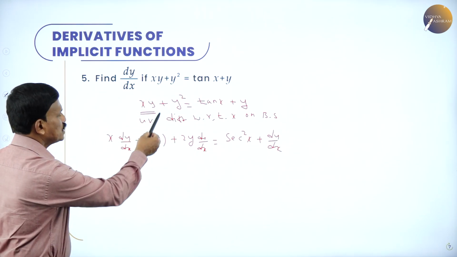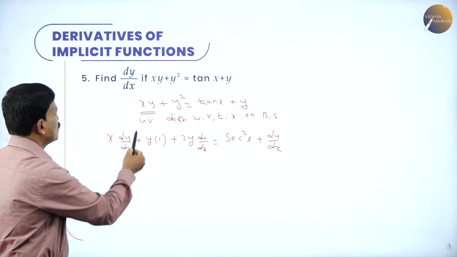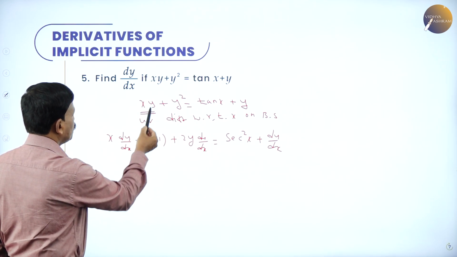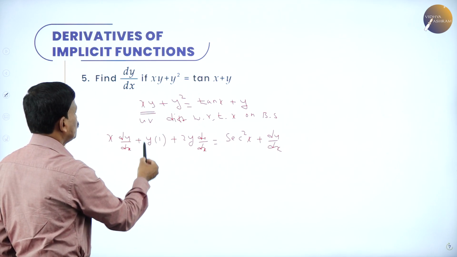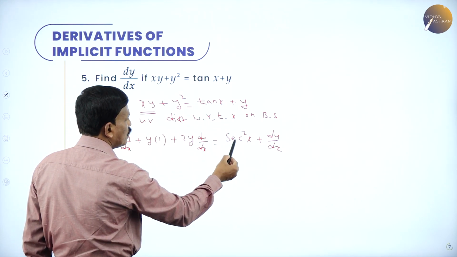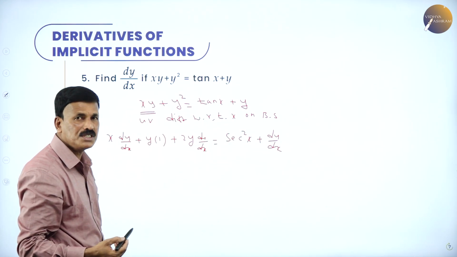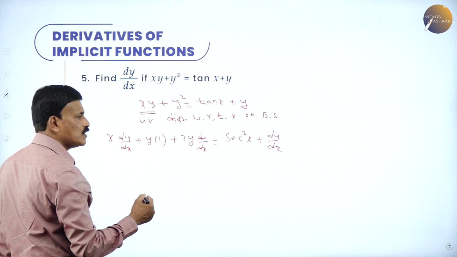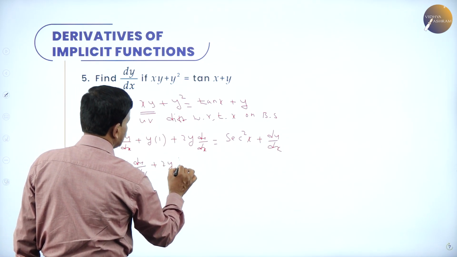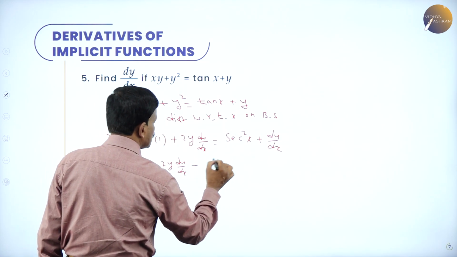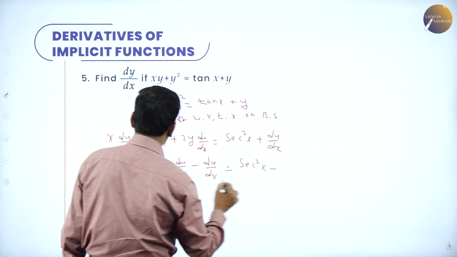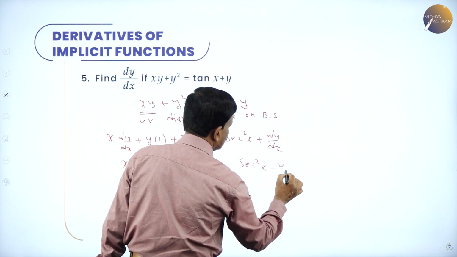That's it. See here, d by dx of xy is the product rule: first function into derivative of second function is dy by dx, plus y into derivative of x is 1. Plus the derivative of y square is 2y dy by dx, and differentiation of tan x is secant square x, and differentiation of y is dy by dx. Now equate the terms which contain dy by dx on one side. So x into dy by dx plus 2y dy by dx, and transferring this plus dy by dx becomes minus dy by dx. What is left over on the right hand side is secant square x, and transferring plus y to the right hand side, this becomes minus y.